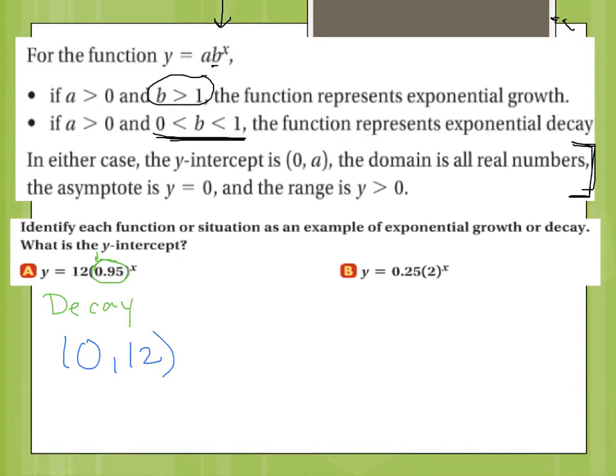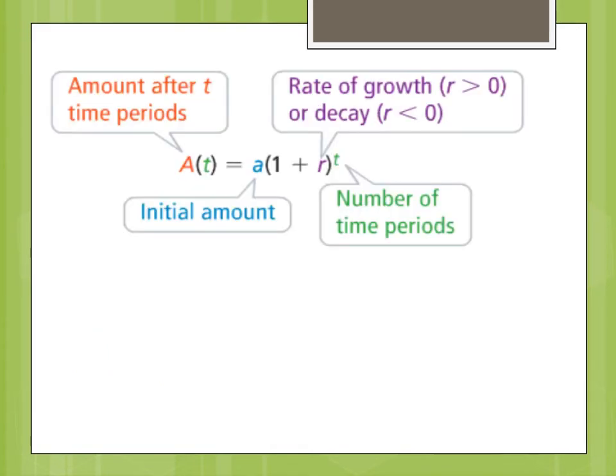I want you to pause the video and attempt B by yourself. You should have gotten growth because 2 is larger than 1, and my y-intercept would be (0, 1/4), or 0.25. This is like an equation or a formula to help us solve problems. So I'd make sure to write this down.